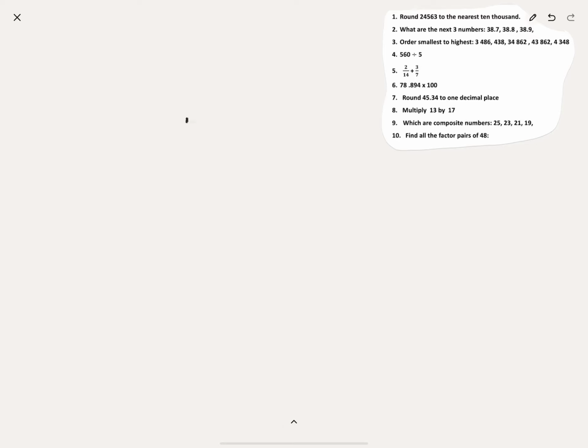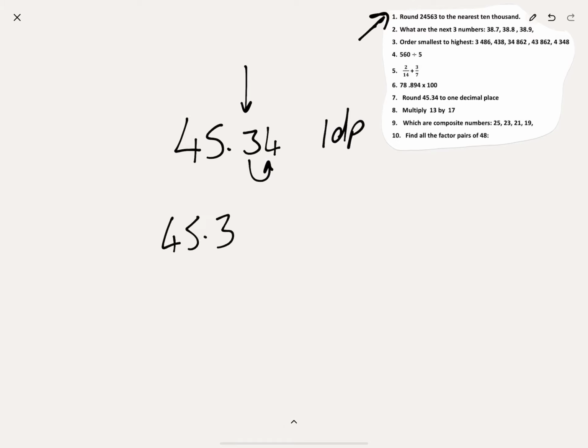Round 45.34 to one decimal place. Had this yesterday. It's different wording. It's the same method as question 1. This is your one decimal place. So you're going to look one place value column to the right. It's a 4, round down, 45.3.